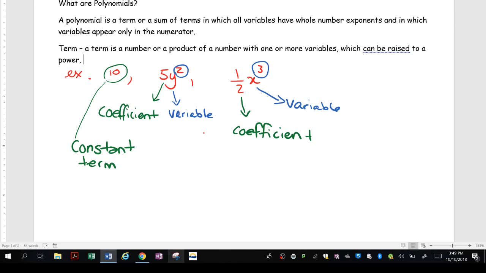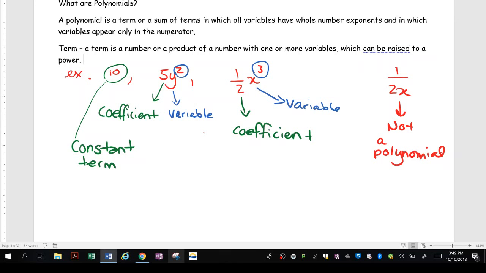Now, as I said, with a polynomial, the variable must have a whole number exponent. This means that for a polynomial, you cannot have something like 1/2x. This is not a polynomial. It is still a term when we look at algebraic terms, but it's not a term that we can use as part of a polynomial.